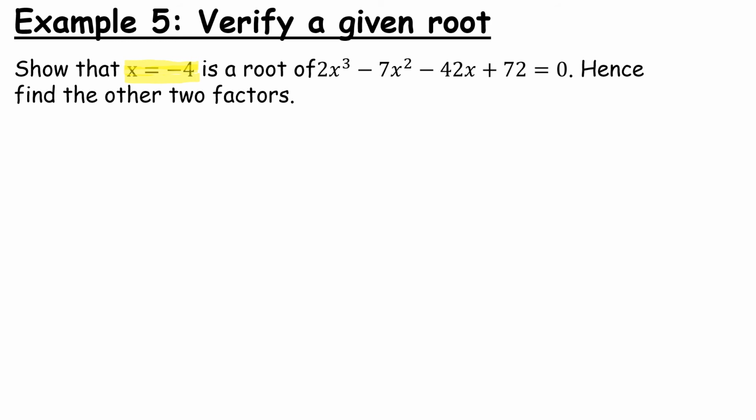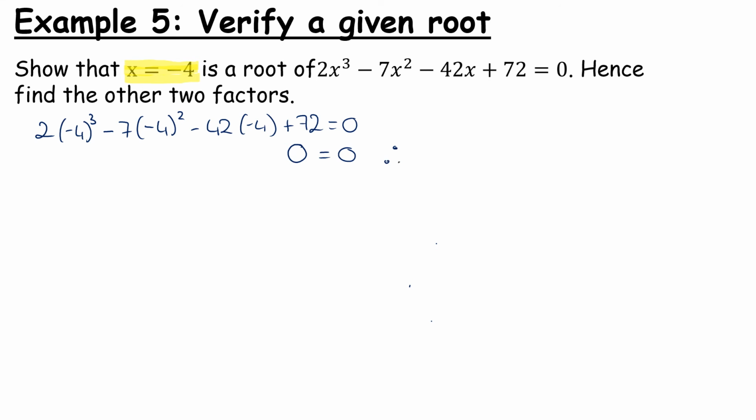So the most common way we would have had to date of doing this is using our subbing in. So it'll be 2 by minus 4 cubed minus 7 by minus 4 squared minus 42 by minus 4 plus 72 equals 0. And when you work that out, you can do as many steps as you want, but you will get 0 equals 0.